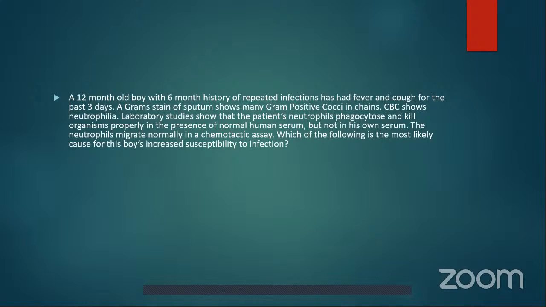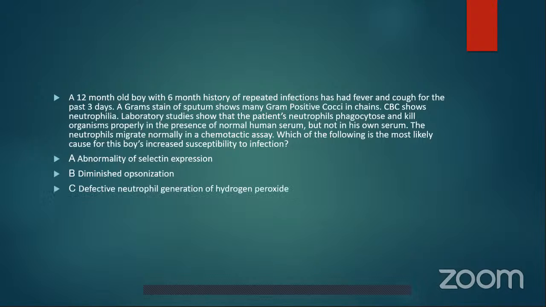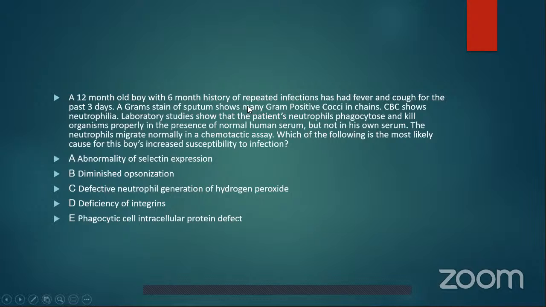So basically, where is the mistake? Which of the following is the most likely cause of this boy's increased susceptibility to infection? So now we know that there is some problem with phagocytosis in his own serum. So what is lacking in his serum? Is it abnormality of selectin expression? Is it diminished opsonization? Is it defective neutrophil generation of hydrogen peroxide? Is it deficiency of integrins? Is it a phagocytic cell intracellular protein defect? So let's rule out one by one.